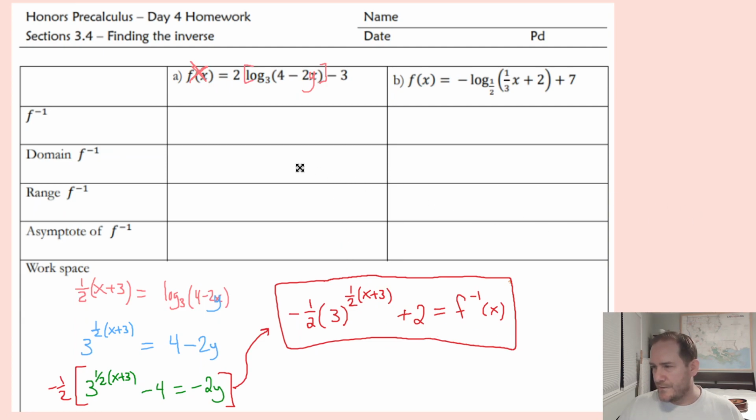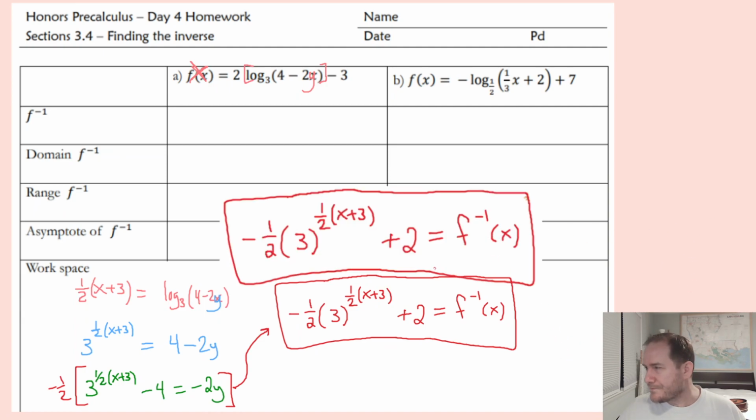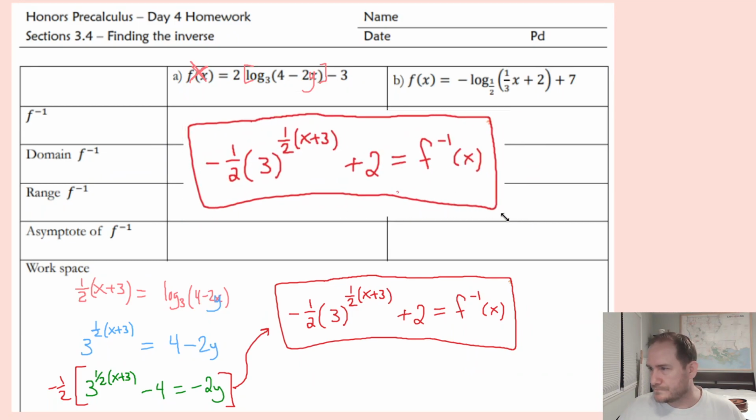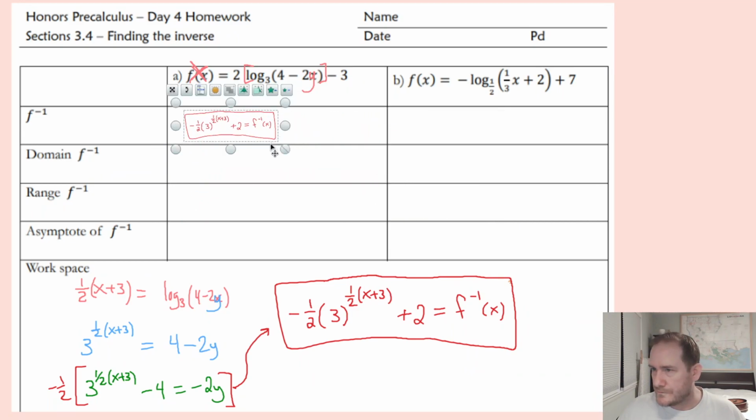So after doing all that work, you'll rewrite it into the box. But I won't. I'll be lazy. And I'll just stick it in there. There you go. There's your inverse function. Now they're asking you to find the domain. So you got 2 choices.